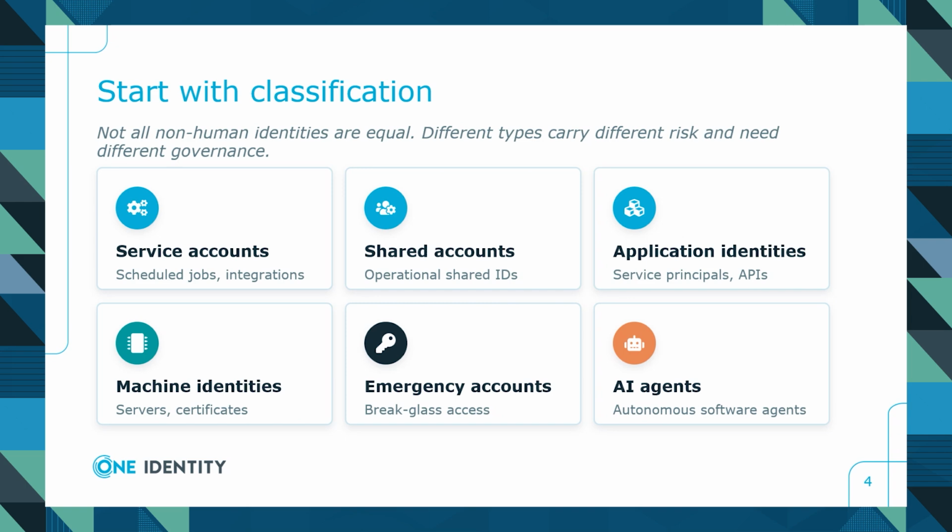A common mistake is treating every non-human identity identically. Different NHI types carry different risks and require different governance models. The first step is classification, and Identity Manager 10.0 introduced an expanded identity schema to support a broader range of NHI identity types, including service, machine, and agentic identities.